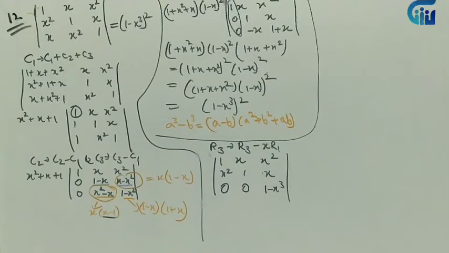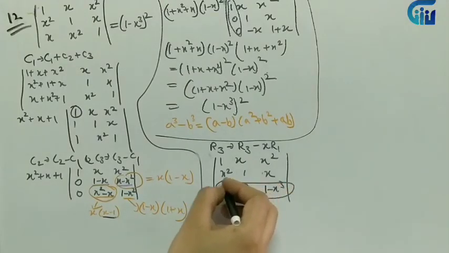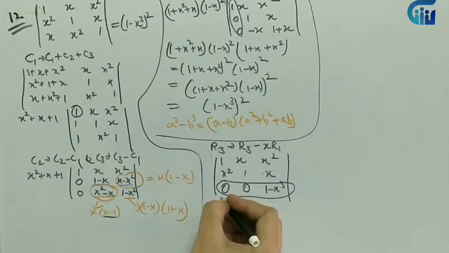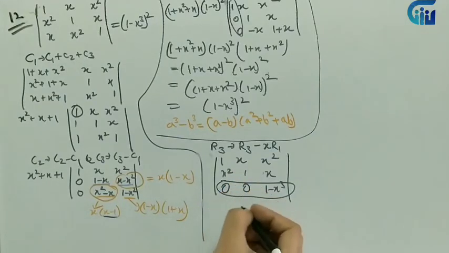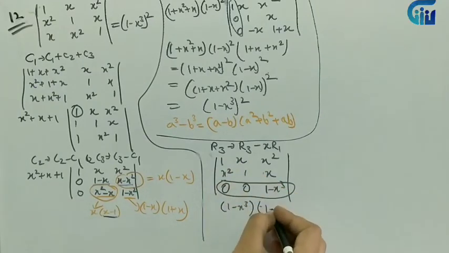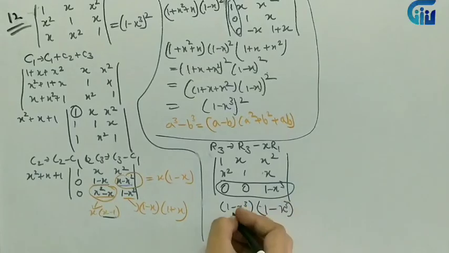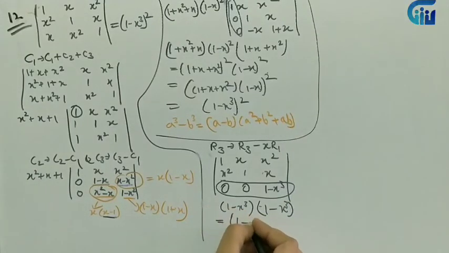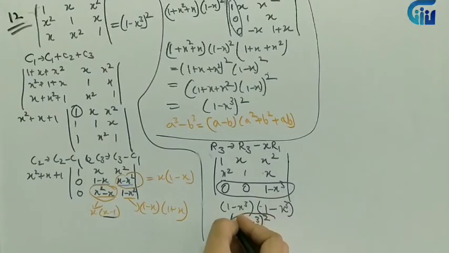Let's see. I'll expand it along R3. If I expand it along R3, the sign notation is plus minus plus. So it will be 1 minus x cube. I'll write 1 into 1 minus x square into x, so it will be x cube. So what is the answer that we are getting? It is 1 minus x cube whole square.